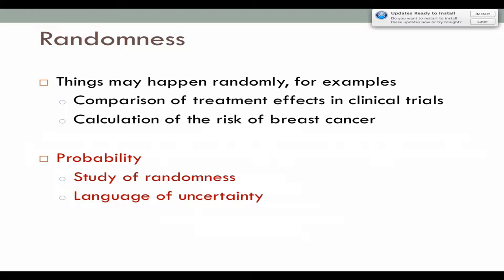You can see things may happen randomly. For example, in the clinical trial, we apply a treatment to patients. The response from patients could be different. Some patients respond to the treatment. Some do not. So the result could be random.